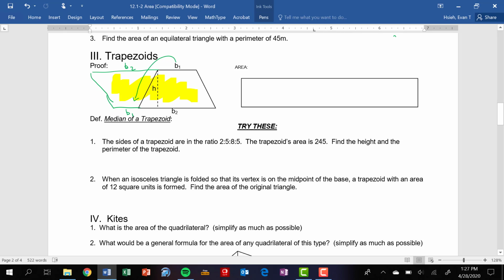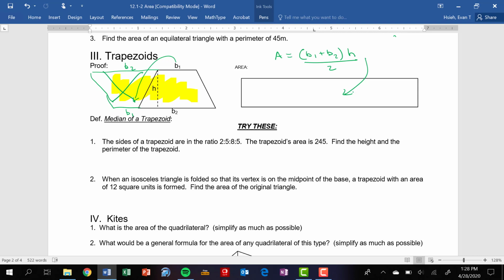But it's just going to be the area of a parallelogram, which is the base times the height. In this case, the base is b1 plus b sub 2 times the height, which is h. But I only want one of these guys, so I'm just going to take that and divide it by 2. And that's going to be the area of a trapezoid.